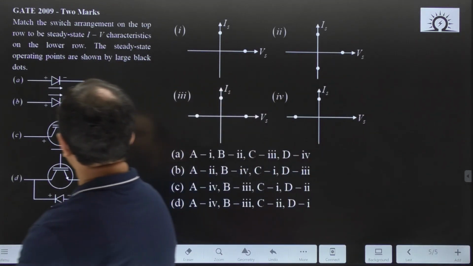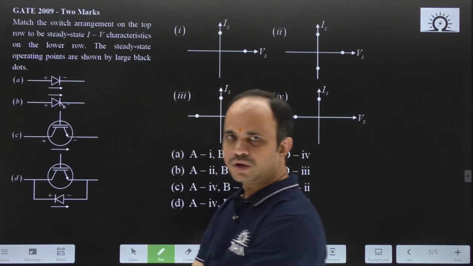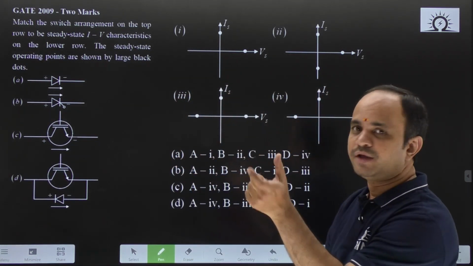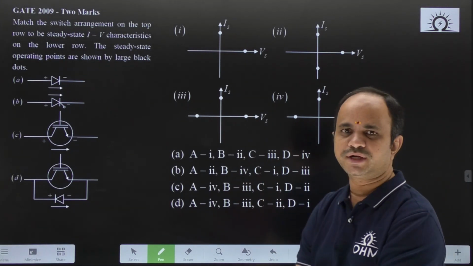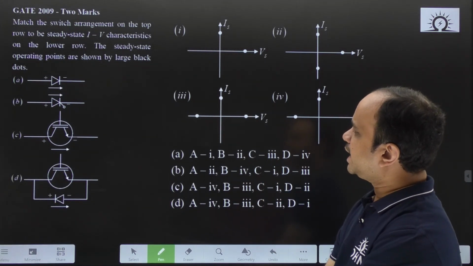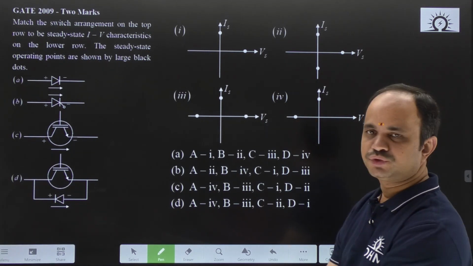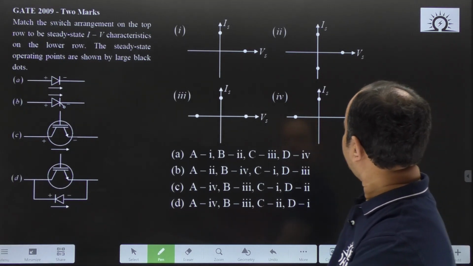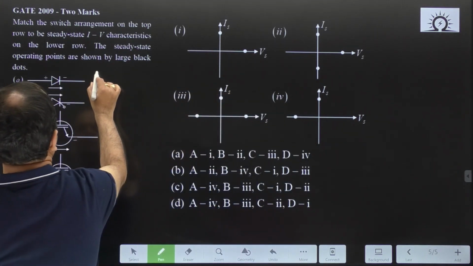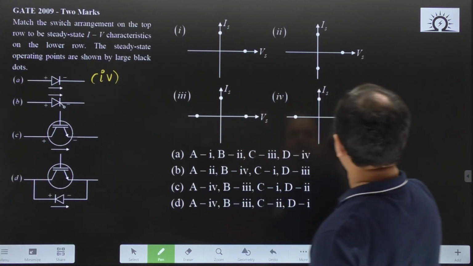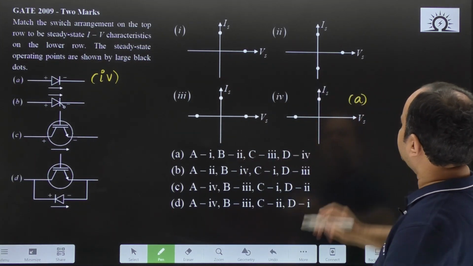So, here the diode can block negative voltage between anode and cathode during its off state. It will carry the current from anode to cathode, which can be treated as a positive current. Therefore, here I can take the fourth option, right, this one, or I can write A here.